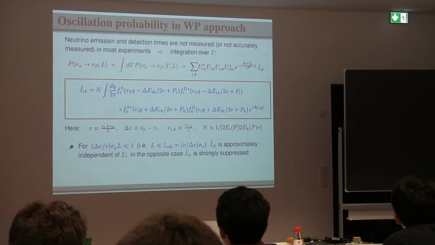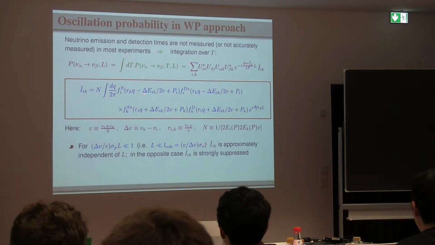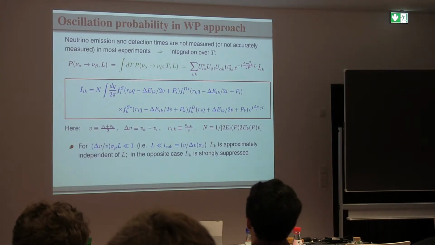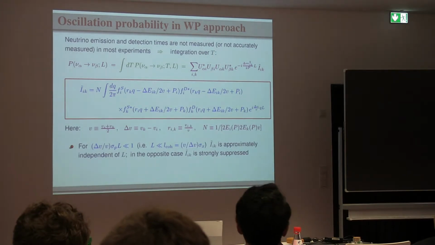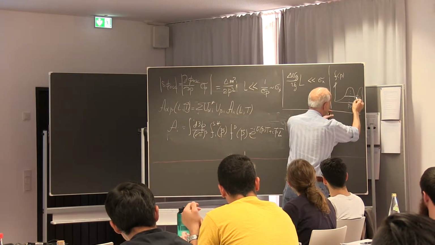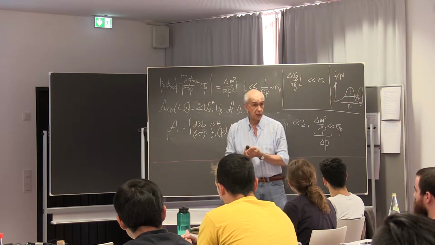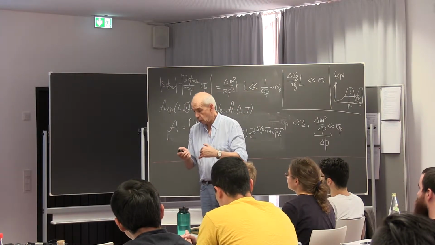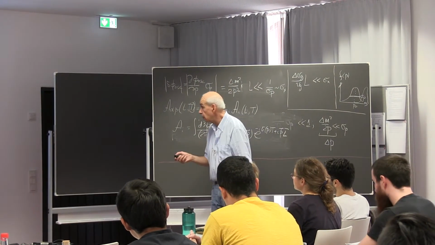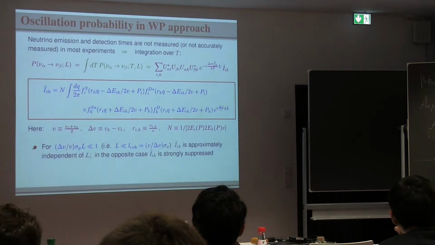Let's look at these four factors. Okay, we have the wave packet in the momentum space for the produced neutrino with shifted arguments. Here it is minus delta E, here it's plus delta E. So if this difference between the arguments is bigger than the width of this peak, then we'll have two functions which will be widely separated, and the overlap of these factors will be strongly suppressed. This will again suppress the integral. So in order not to have strong suppression, we will need to assume that delta E over 2V is much smaller than the width of this peak. Otherwise, we will get some suppression again.